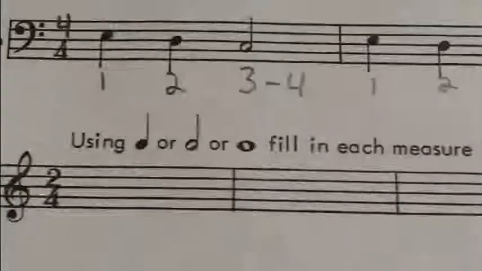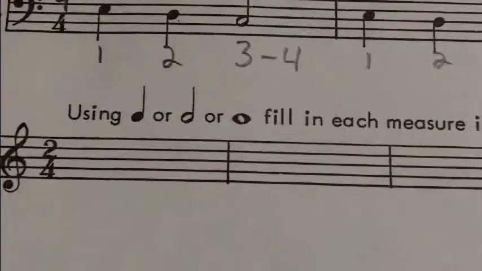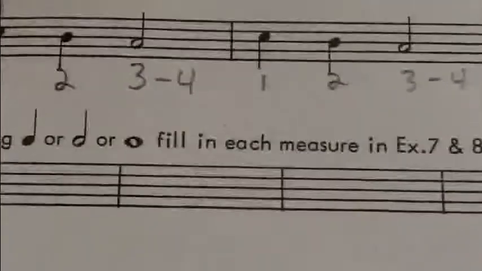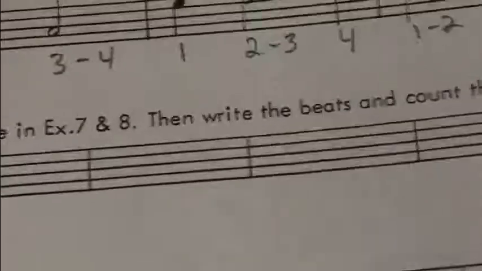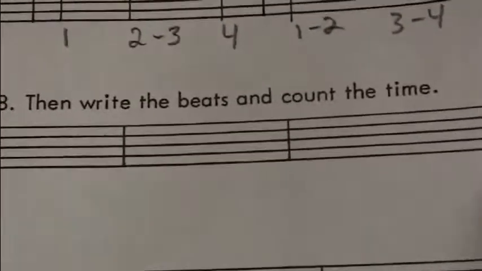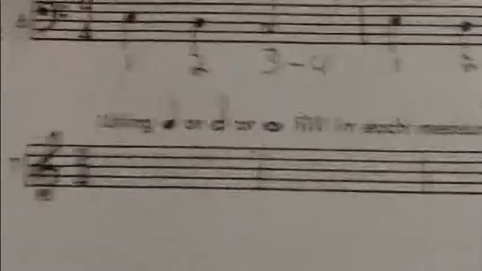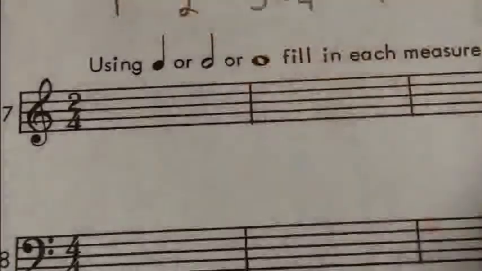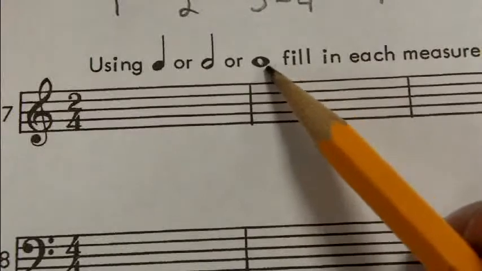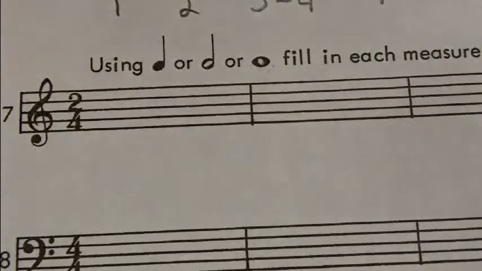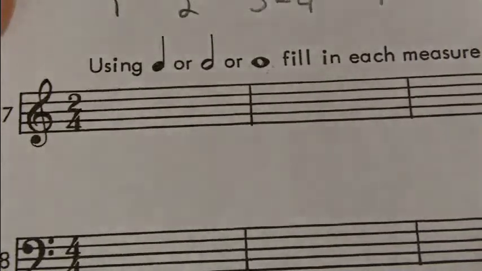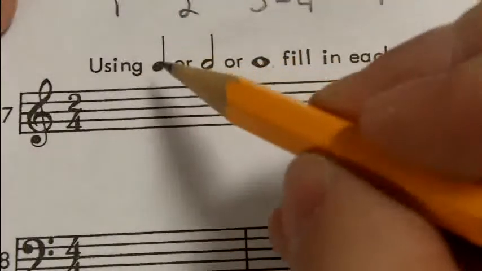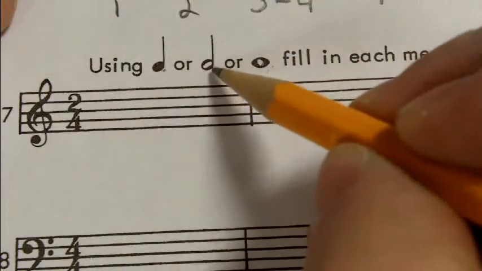Alright, and now it says using quarter notes, half notes, or whole notes, fill in each measure in example 7 and 8, and then write the beats and count the time. Alright, so we're in 2/4. Remember, in 2/4 we cannot use a whole note, because it's too big. It equals 4 beats, and you cannot fit it in a 2/4 bar. So the only things that we can use are this and this.